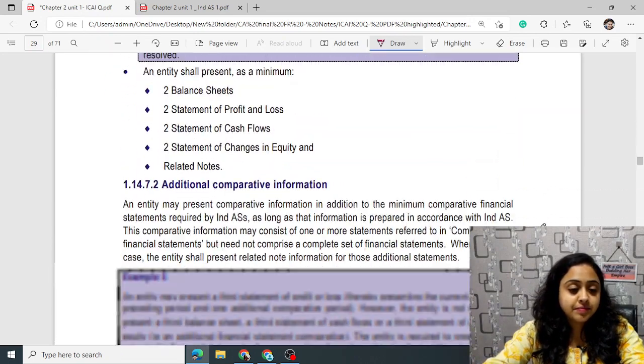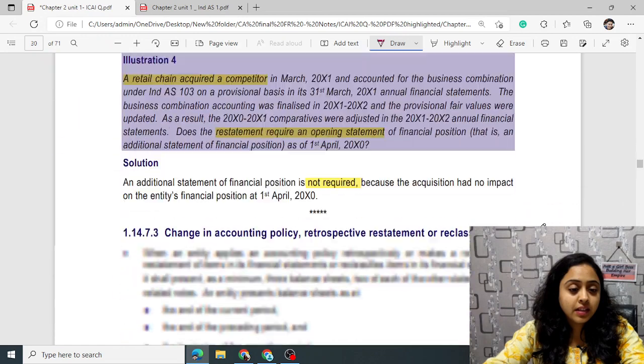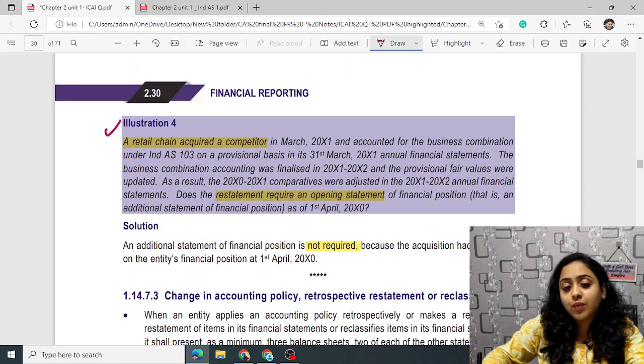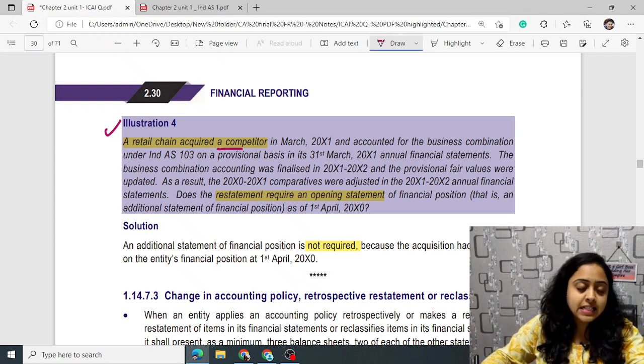Next, illustration number 4, page number 2.30. A retail chain acquired a competitor in March 2001 and accounted for the business combination under Ind AS 103 on a provisional basis in its 31st March 2001 annual financial statement. The business combination accounting was finalized in 2001 and 2, and the provisional fair values were updated. As a result, the 2000 and 2001 comparatives were adjusted.